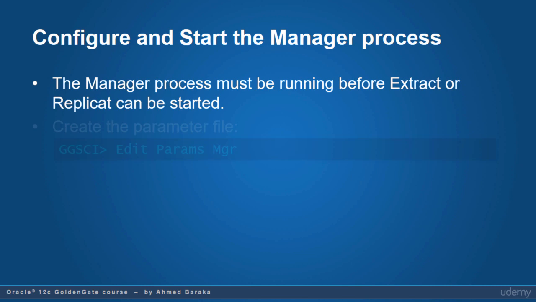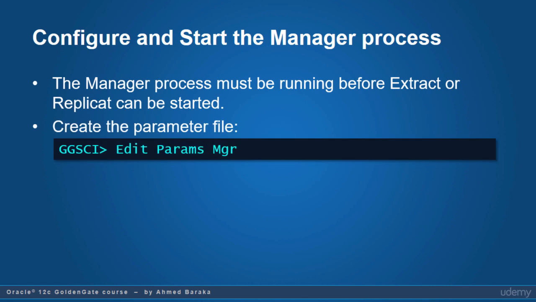Edit param command is the easiest way to create the parameter file. When you execute this command, it will create the file if it isn't already there, and open it with the default operating system editor. You just then add the parameters in that file. If the process is already running, you must stop it first before you make changes in its parameter file.